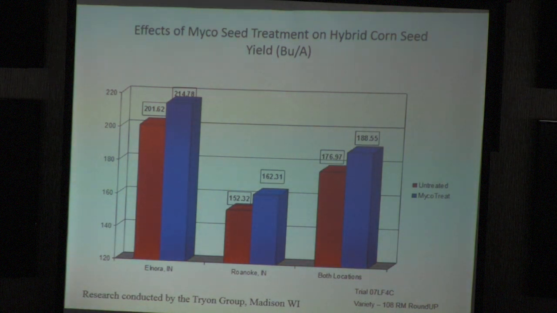And also this one, the effects of the treatment in bushels per acre. You can see that there is about another 10 bushel per acre difference in both locations by treating with the Myco Seed Treat versus being untreated.